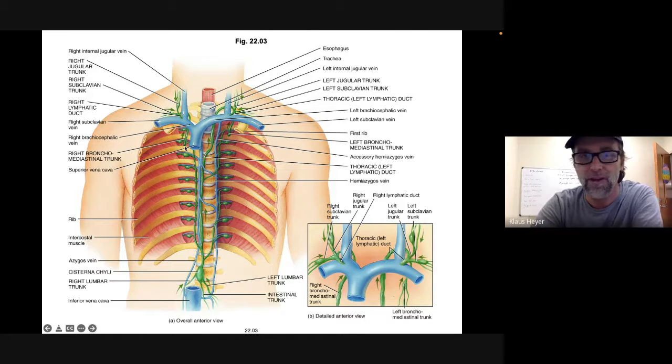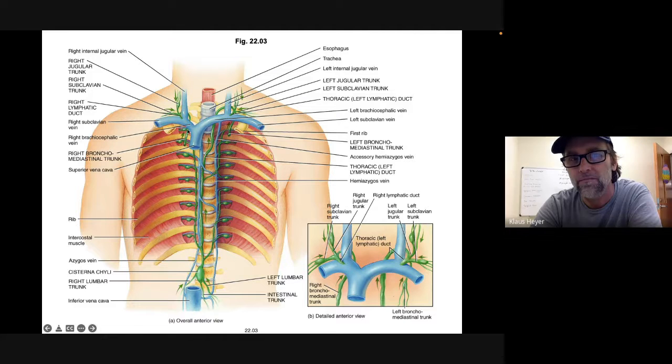There's one on the right side and one on the left side. The one on the right side is right here. I'm following it right here with the arrow. That's it. Just that. That's the right lymphatic duct. You see how it drains into the right subclavian vein.